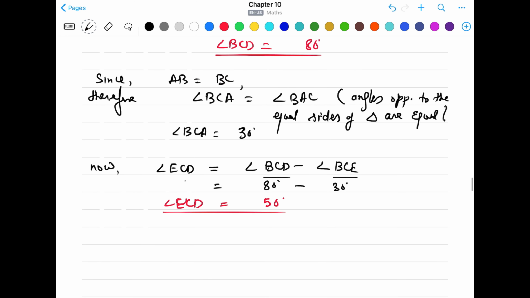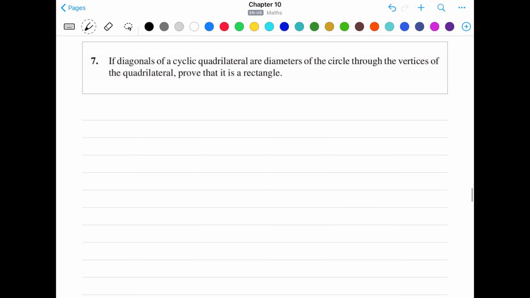Now moving to the next one, question number 7: if the diagonals of a cyclic quadrilateral are the diameters of the circle through the vertices of the quadrilateral, it means both the diagonals are passing through the center. Prove that it is a rectangle. So let's first draw its figure.